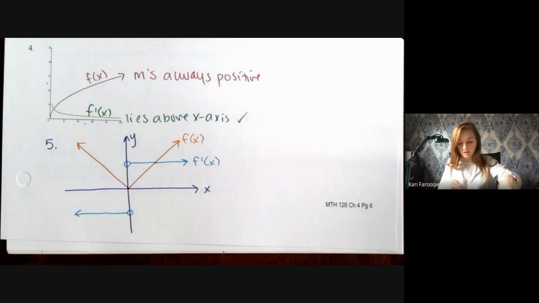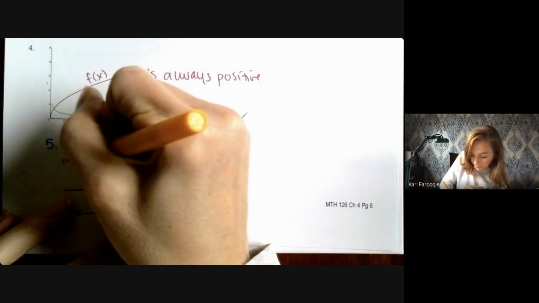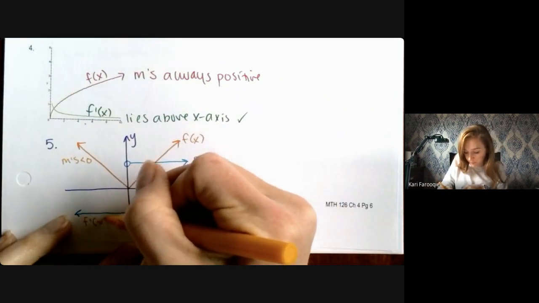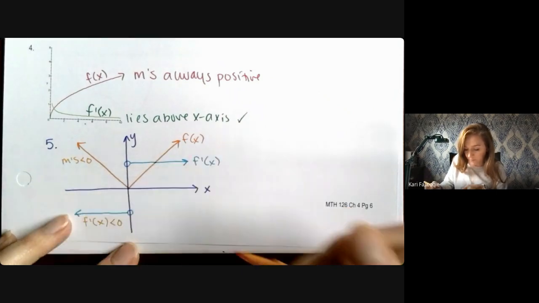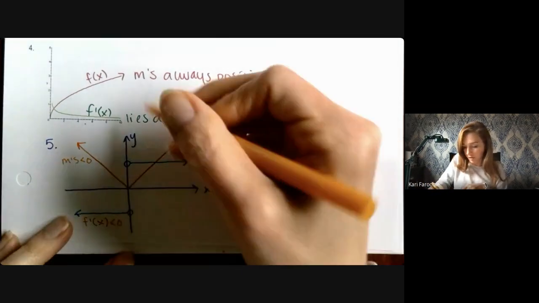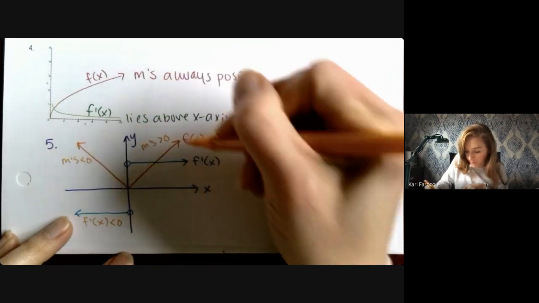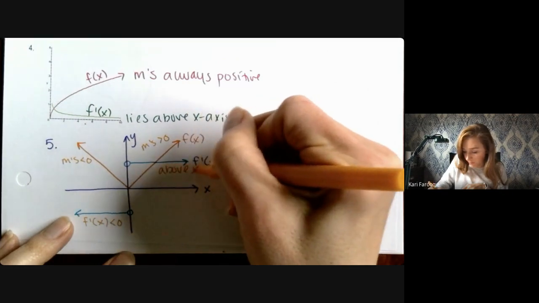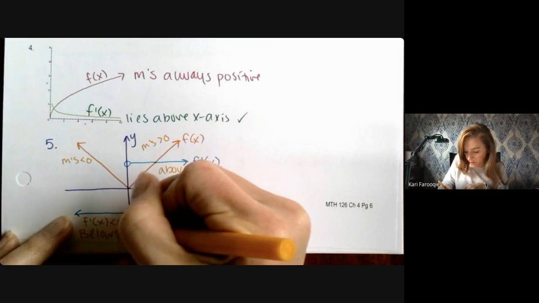So we would say here that the m's are negative, and then your f prime is below the x-axis. And then here you would say that your m's are positive, and then your graph would lie above the x-axis versus below.